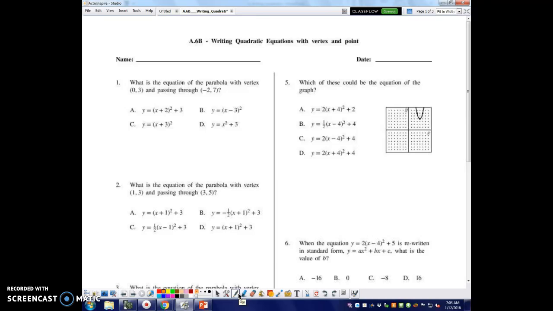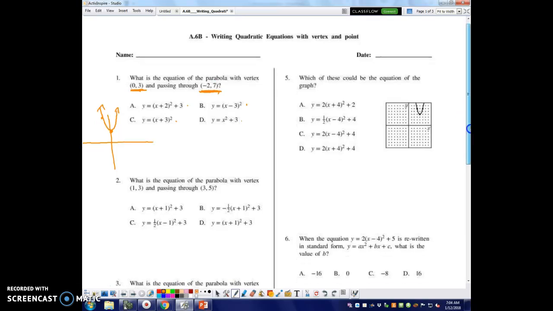Let's look at number 1. What is the equation of a parabola with a vertex at (0, 3) passing through point (-2, 7)? So you're looking for a graph. The vertex is at (0, 3), and there's a point at (-2, 7), so it should look something like this. What you're going to do is type each equation into y equals and find the one that has a vertex at (0, 3) and passes through the point (-2, 7). That's what you're going to do for number 2 as well.